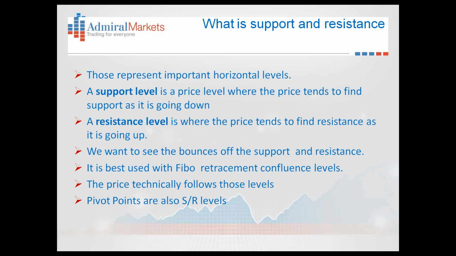But now, let's concentrate purely on support and resistance, as there are many indicators and many trend lines which define support and resistance. Support levels are horizontal trend lines of support where price magnetically gravitates when it is going down. A resistance level is vice versa. We want to see the bounces off support and resistance, and we want to trade them. It is best used with FIBO retracement confluence levels. This is purely what I use for trading. If you follow my posts, you know that I really like to see those FIBO retracements confluenced with horizontal levels of support and resistance.